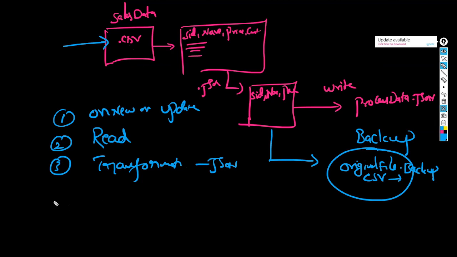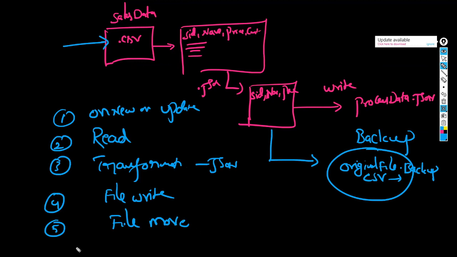The fourth one is, then we need to move to the file write operation. The fifth one is, again we need to perform the file move operation. That's it. These are the 5 steps we need to do. So everybody understands this use case, right? Then we are going to create this flow.